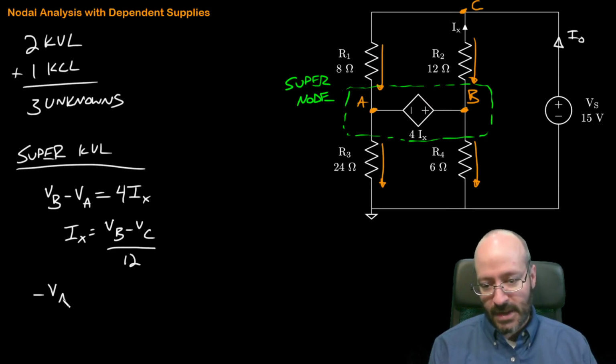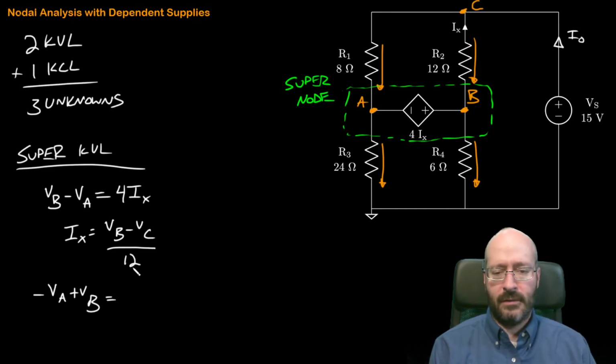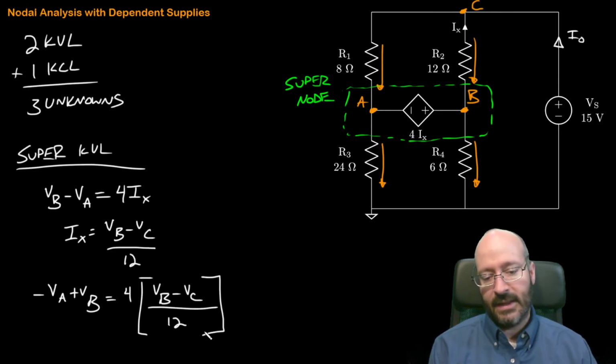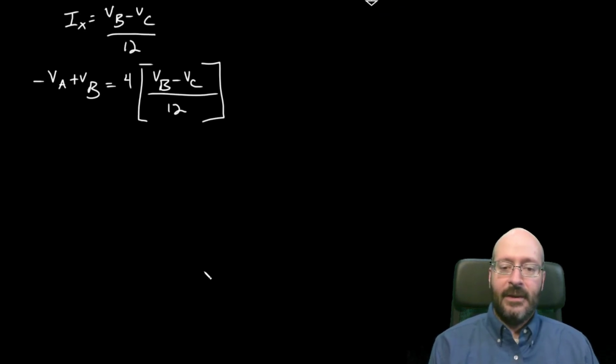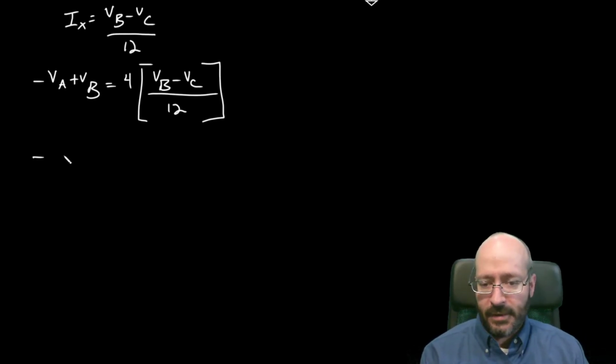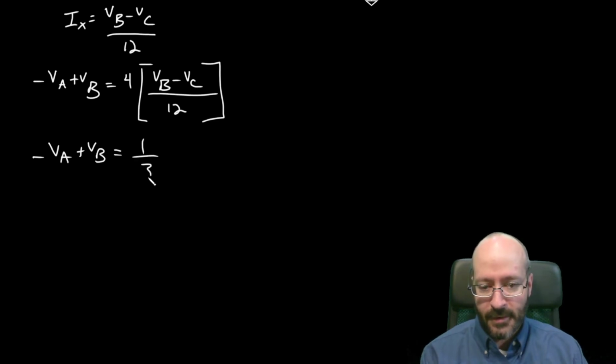I'm going to rearrange VA and VB just out of habit. And I'm going to have 4 times 12. I'll write it out. Never skip a step if I can. Okay, so we plug that in like that. That's going to be 1/3, right? 4 divided by 12 is 1/3. So I can distribute that. So I'm going to get negative VA plus VB equals 1/3 VB minus 1/3 VC.